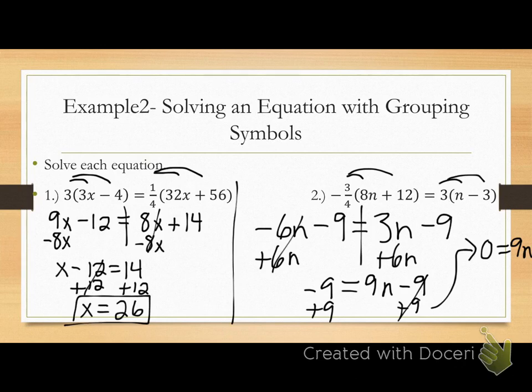Now, how would I get n by itself? Divide by 9. 0 divided by 9? 0. Can I get 0 as an answer? Yeah, it's just a number, right? I can get 0 as an answer. So my solution to this equation is n equals 0. Question on either of these two examples? Still feeling all right with variables on both sides? Okay.